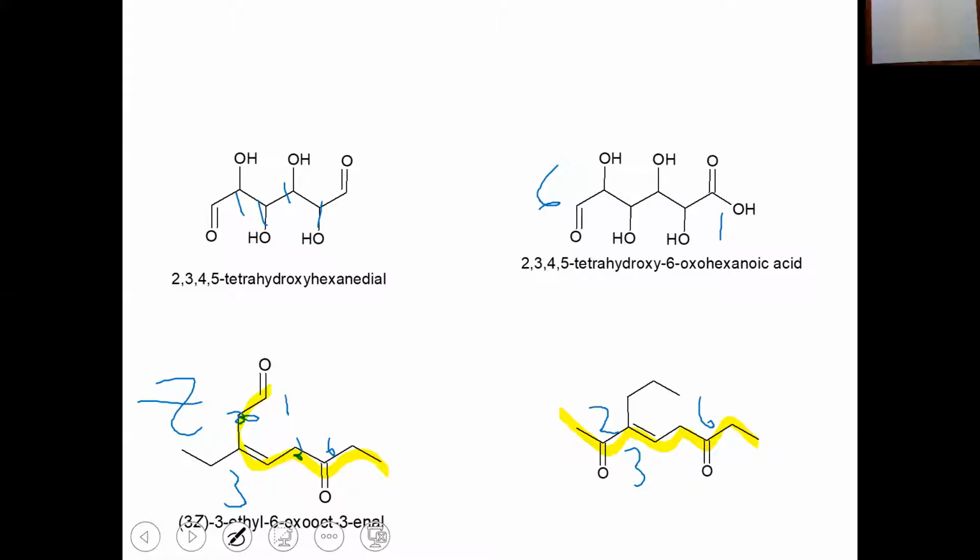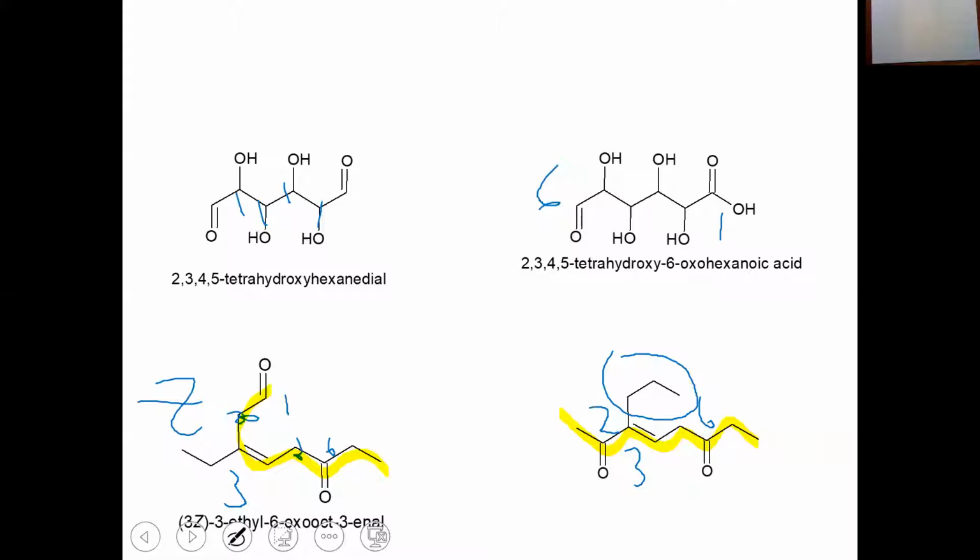2,6-dione, 3-octene 2,6-dione, or oct-3-ene-2,6-dione, but that's still not the full name. We still have this 3 carbon chain hanging off up here. That's a propyl. It's a 3-propyl 3-octene 2,6-dione.